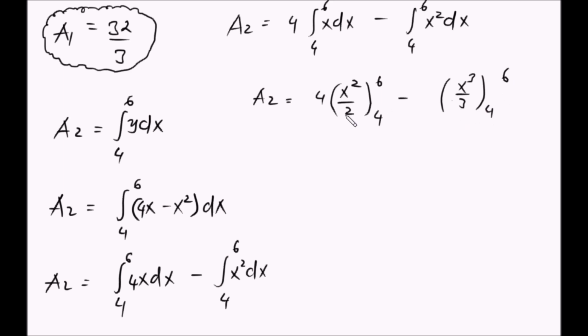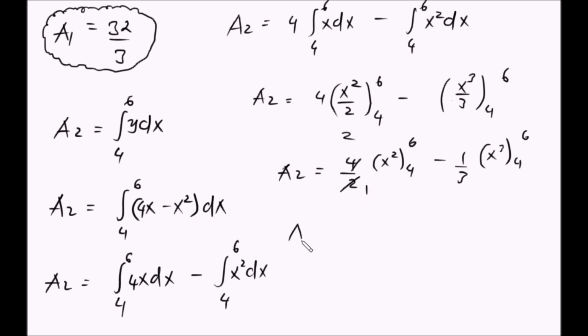So 1 over 3 is constant and 2 is constant. Tutatoa nje 2. So hapa tunabaki na 4 over 2. So ni x squared from 4 to 6. Minus 1 over 3. So it's x cubed from 4 to 6. So by 2, 1, by 2, 2. So a2 itakuwa sawa na 2 nje. So x squared manake ni 6 squared minus 4 squared minus 1 over 3. So we have 6 cube minus 4 cube.